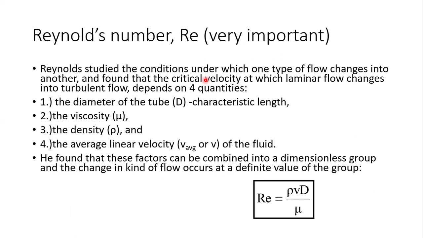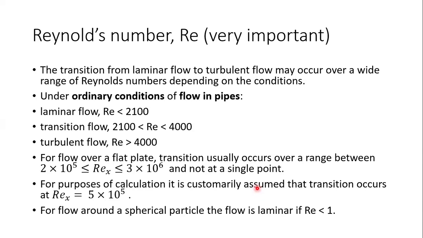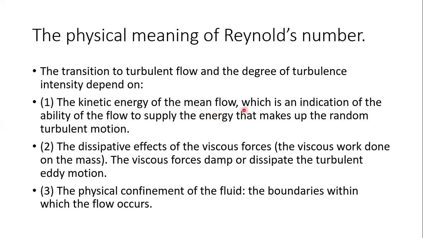Whether kinetic energy is highly dependent on velocity, right? So if we have an increase in velocity, then we are going to have a larger Reynolds number. And what they're trying to say is that the kinetic energy is an indication of the ability of the flow to supply energy that will make up the random turbulent motion. So if you have a higher velocity, you're going to have a higher kinetic energy in the system, and a higher kinetic energy is going to contribute to turbulence.